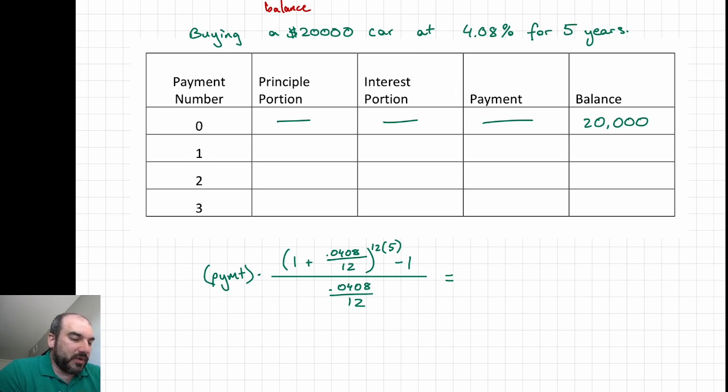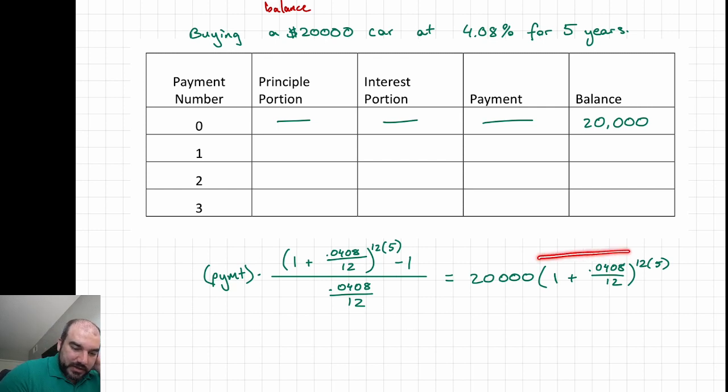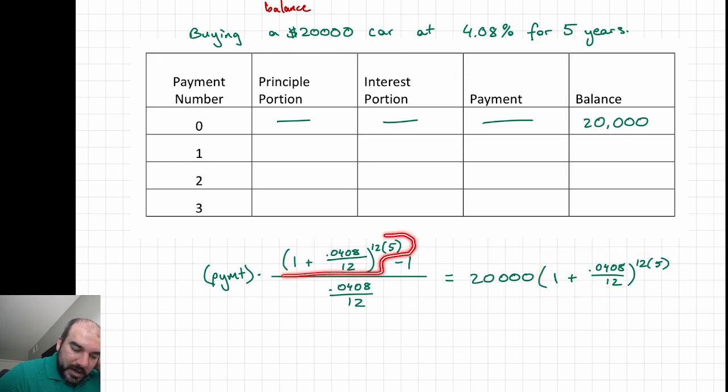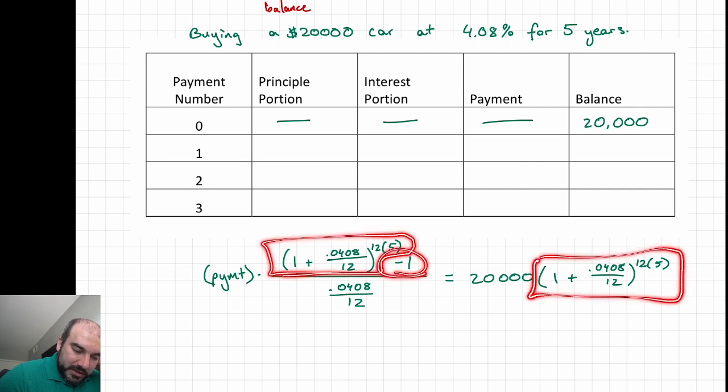On the right side of the equation, we're going to start with P. P is going to be the amount of money that we borrow for this car, which is $20,000, times 1 plus, again, R over N, so 0.0408 over 12. So we're going to see that show up multiple times in this formula, to the 12 times 5 power again. So the same thing that shows up here, the 1 plus R over N to the NT, is the same thing that's here. If that helps you remember the formula, you have the same thing in the numerator here as you do on the right side. Just don't forget this minus 1.